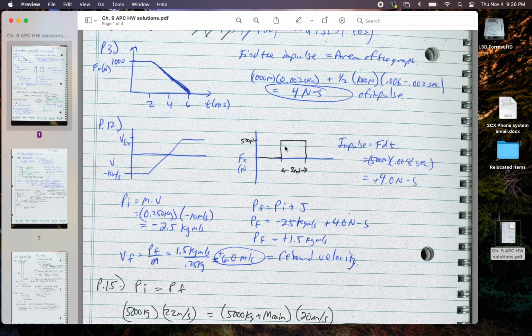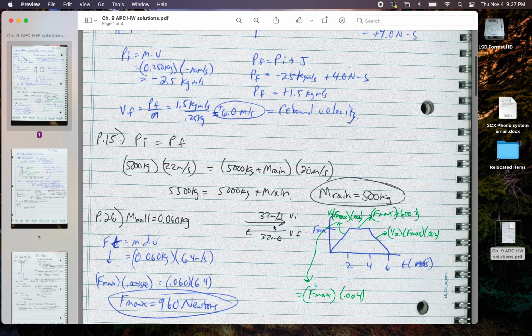The impulse is the area of this graph, which is 500 newtons times 8 milliseconds, or 0.008 seconds. So this plus 4 Newton seconds. So my final impulse is, or my final momentum, plus 1.5 kilogram meters per second. And so if I take that divided by the mass, I get plus 6 meters per second as the rebound velocity.